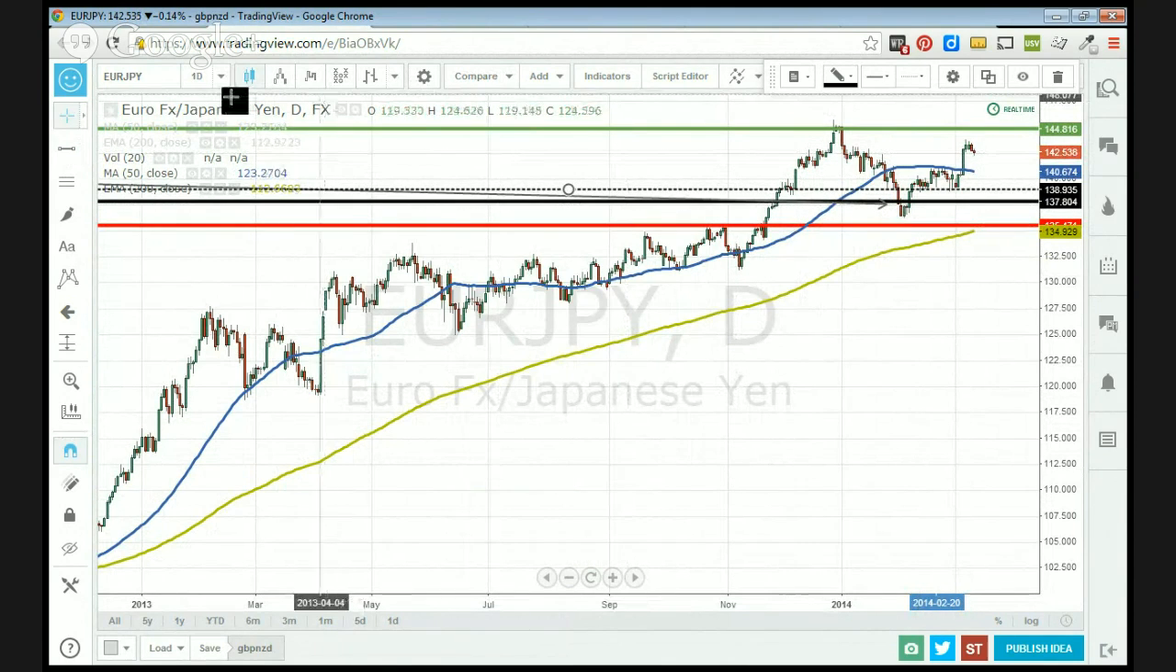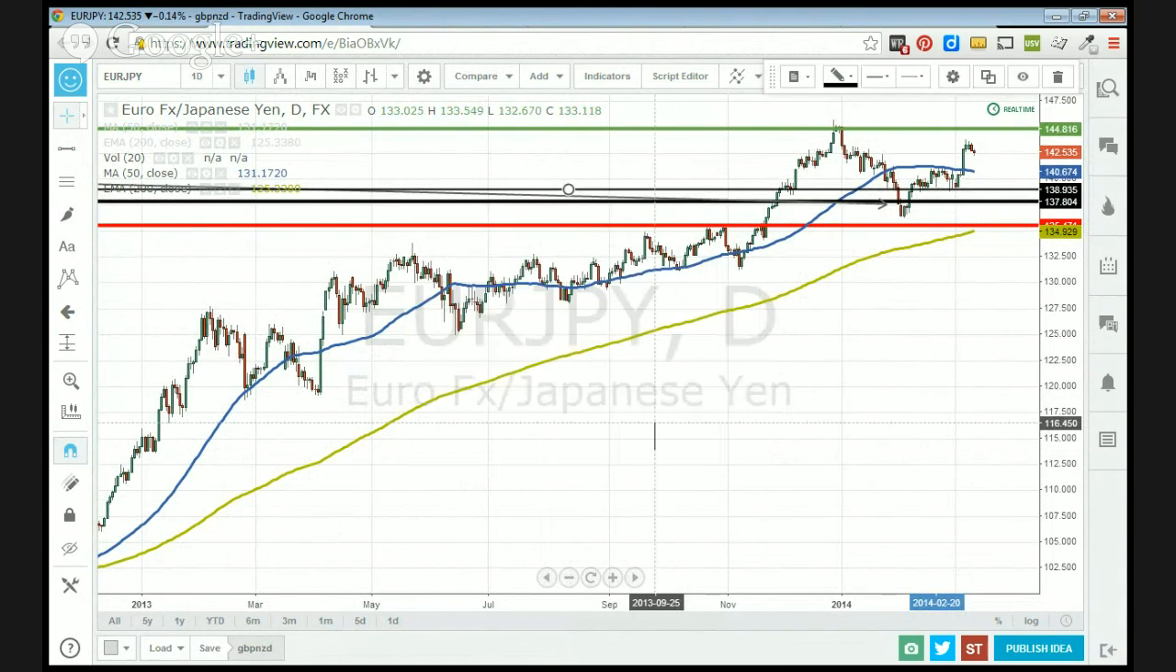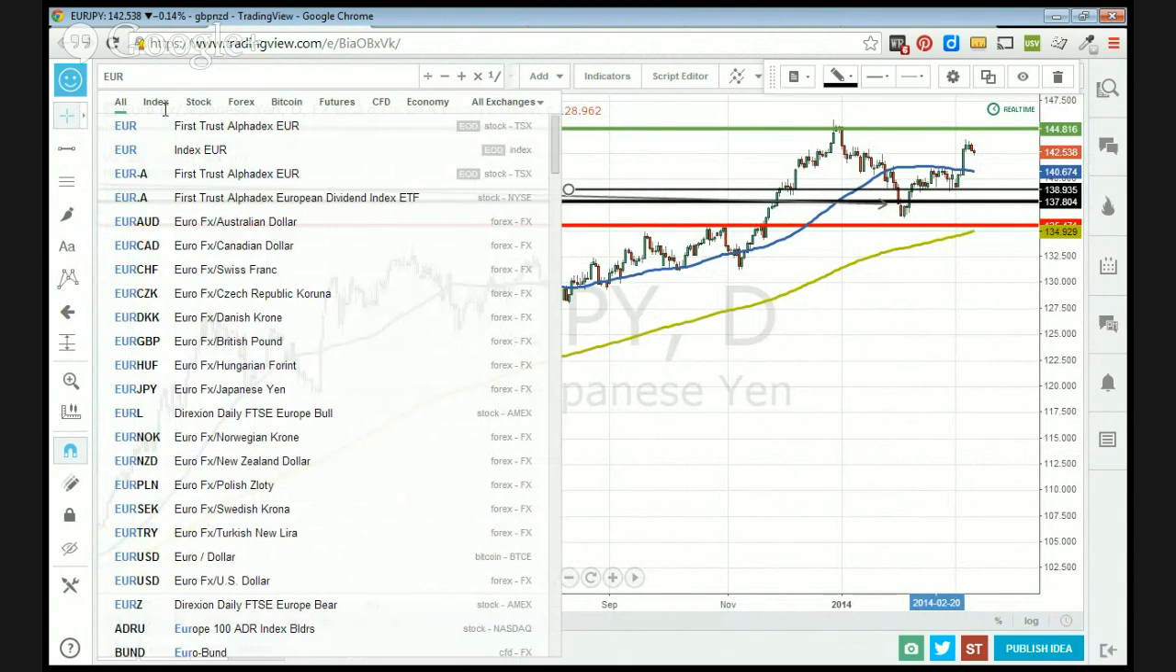I'm going to make it a little different from the solid big thick black line beneath it. I'll make it solid though, just to signify it's not as significant a support level as this black line. Okay, so that's Euro Yen. Still waiting either way, even if we take the support level I just added.